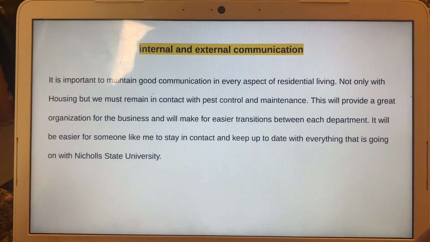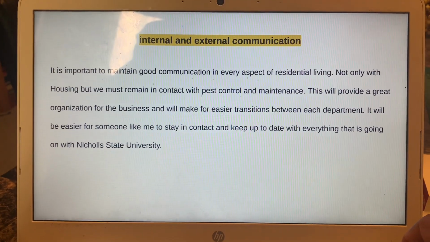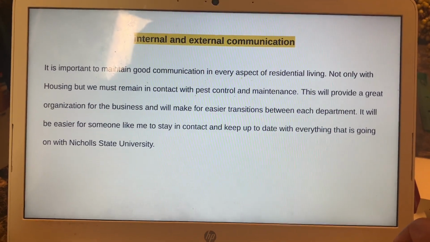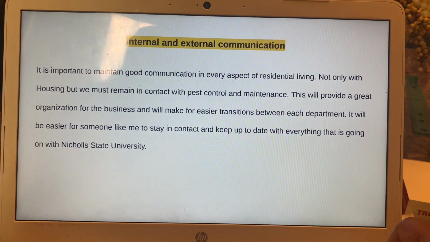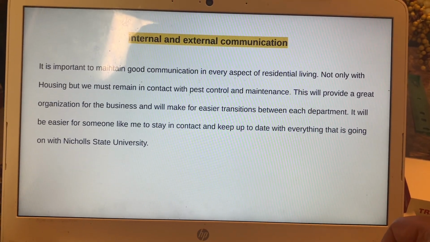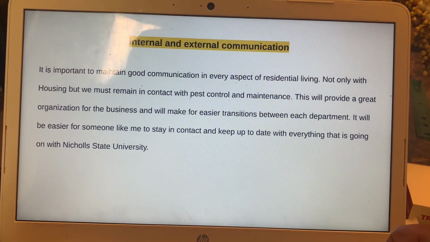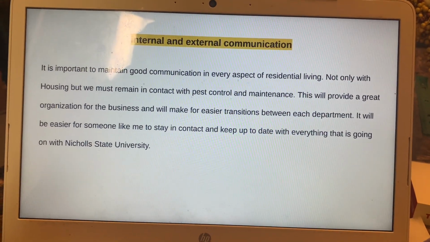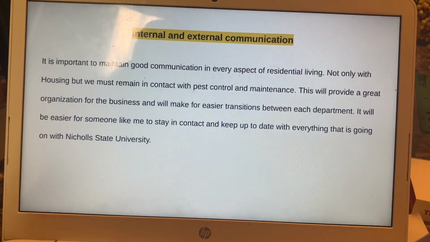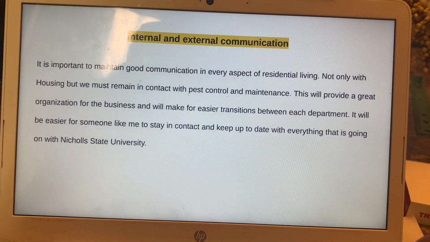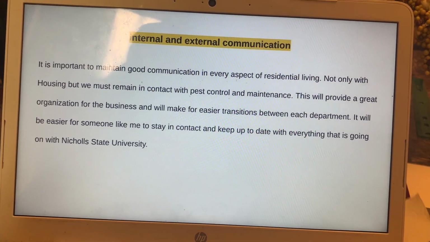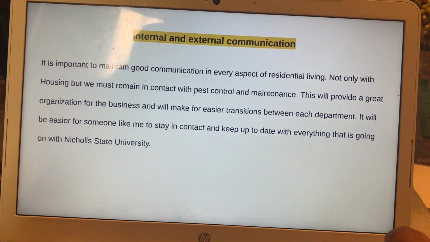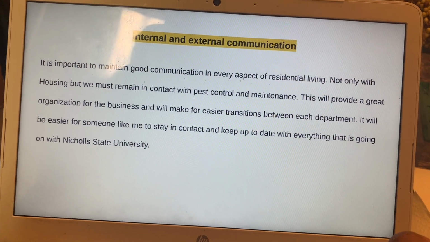So what this means, you guys, is that oftentimes we work with housing, but housing is also working with pest control and also working with maintenance. So when we're doing these audits, we don't want to forget that it's important to have communication between all aspects of residential living. We want to keep up to date with pest control, making sure that their equipment is up to date. And also maintenance, we want to make sure that maintenance is getting things done inside the buildings, making sure that everyone is able to live in their rooms. They don't have any mold or anything that could cause them to get sick.